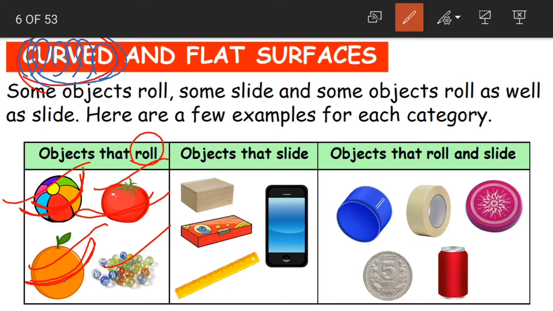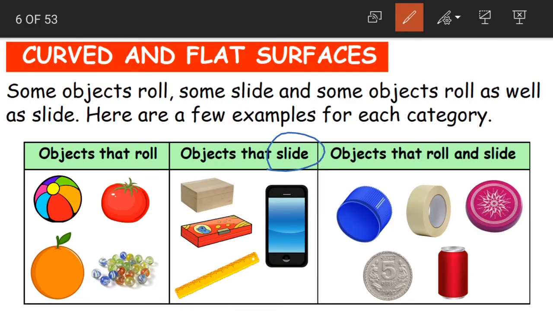As the objects have curved surfaces, these objects tend to roll. Now coming to the second category, objects that slide. What do we observe here? All these objects have a flat surface, so that is why these objects tend to slide. Clear, children? Objects that have curved surfaces will roll and objects that have flat surfaces will slide.